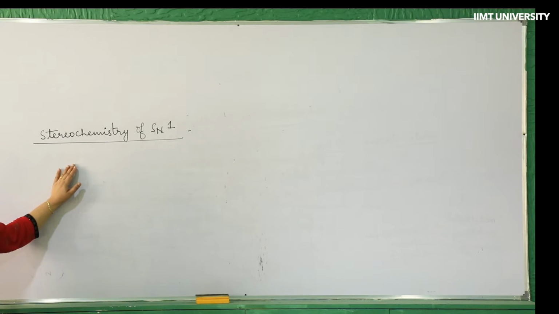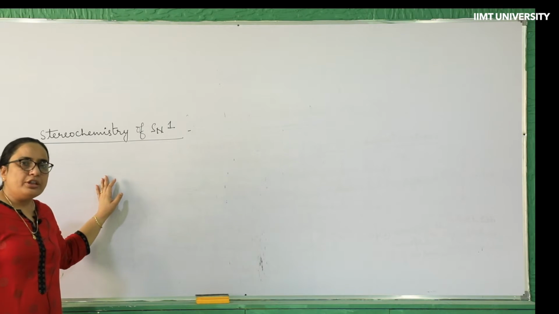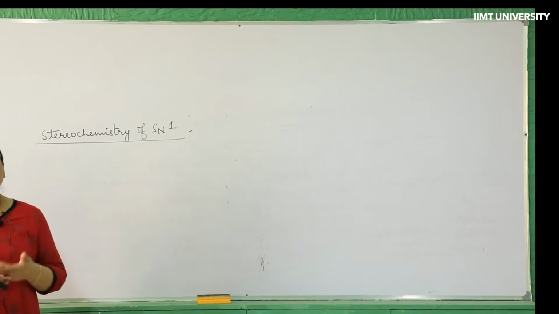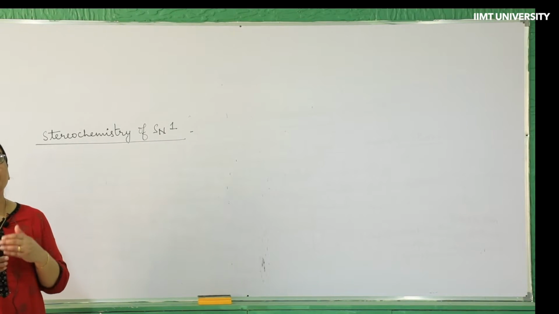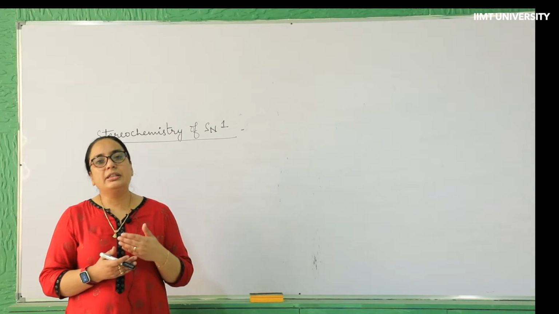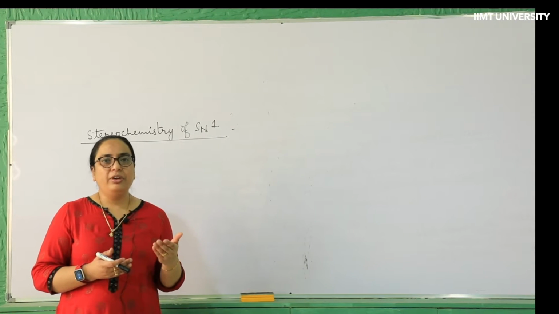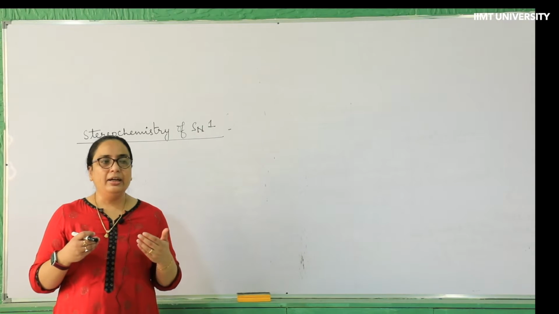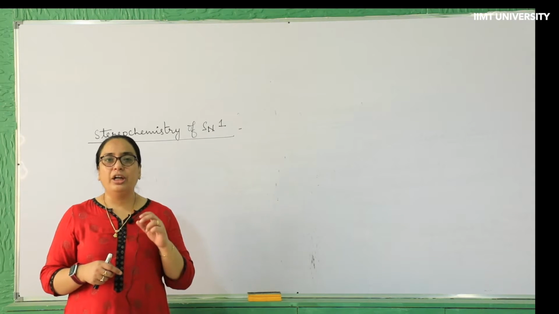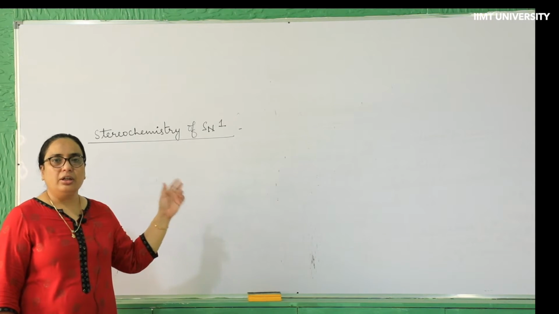Now the next is the stereochemistry of the SN1 reaction. First, let us talk about the stereochemistry. What is stereochemistry? If we talk about an organic compound, it is the study of the 3-dimensional structure of the organic compound. But if we talk about the stereochemistry of a reaction, it is how the leaving group is moving, how the incoming group is coming, like the path or the way which is followed by the reaction to take place, or the orientation of the different atoms or groups. This is called the stereochemistry of the reaction.